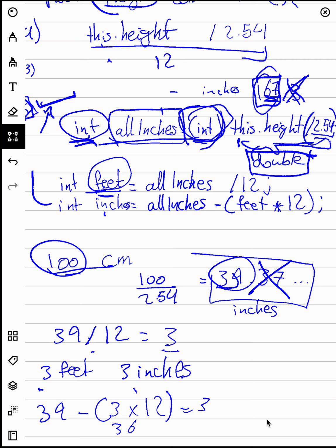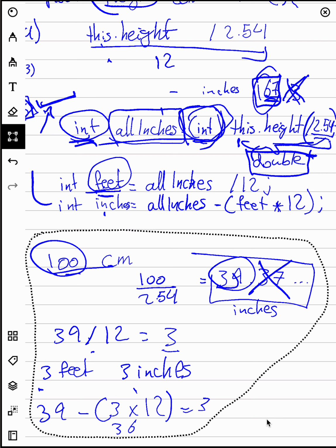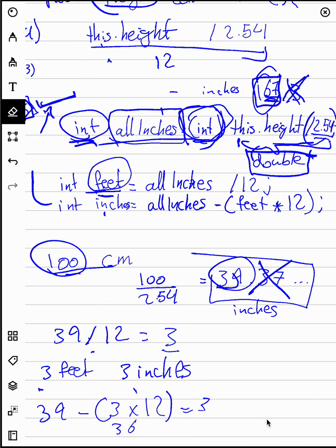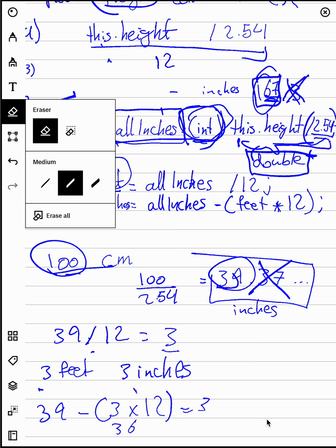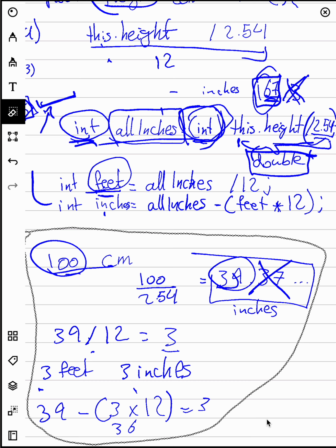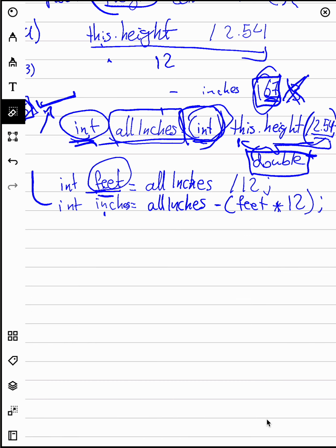Let me erase this. We have this problem every time. All right, great.